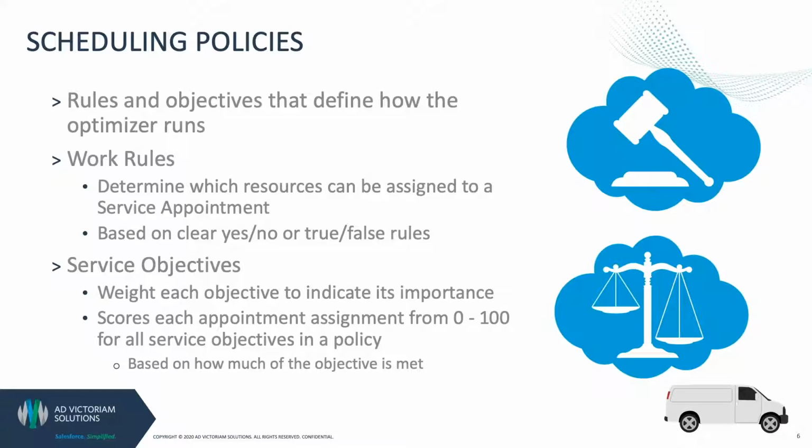Each appointment assignment is scored from 0 to 100 depending on the weighting of that objective. An example of a service objective is ASAP, or as soon as possible. This objective measures the ability to schedule an appointment as soon as possible. However, an ASAP objective can contradict other objectives. For example, scheduling an appointment as soon as possible can result in more travel time.